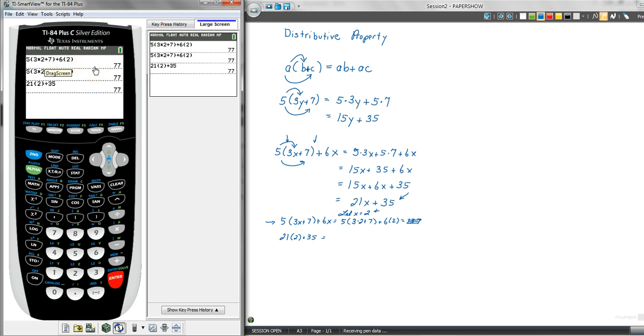And then I take my simplified equation, and I also enter in 2. So I have 21 times 2 plus 35, and I also get 77. So for both of these, I get 77, and now I know that I have at least come up with an equivalent expression. So it doesn't tell you that you've completely simplified it. That will be up to you, but you do know that you didn't make a mistake when you were simplifying.